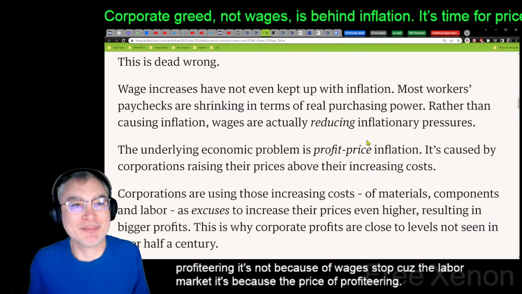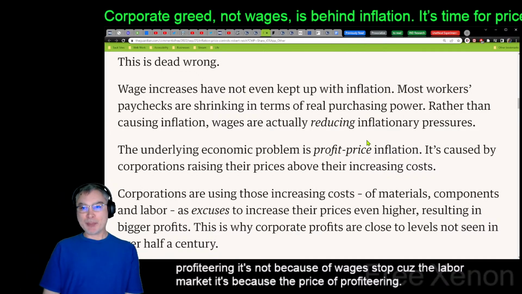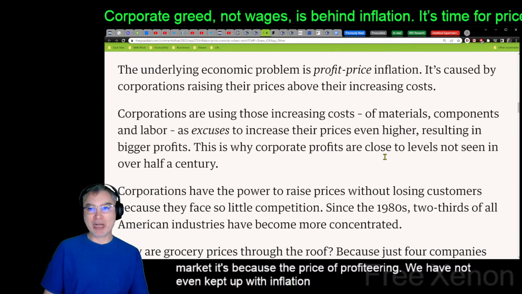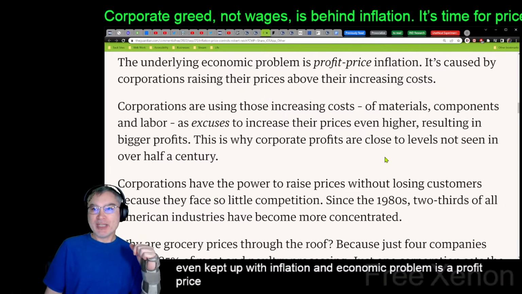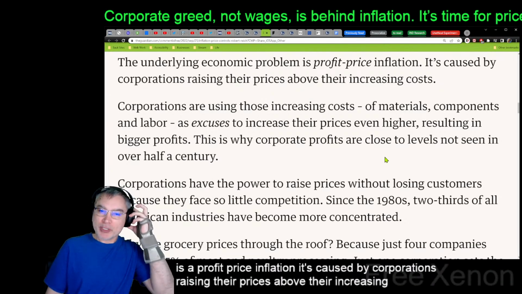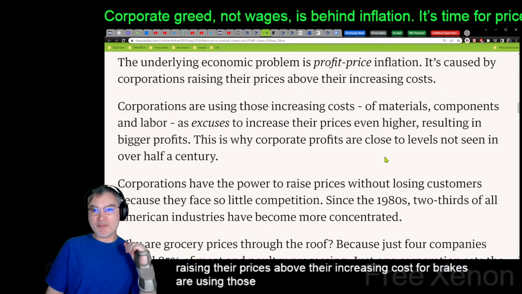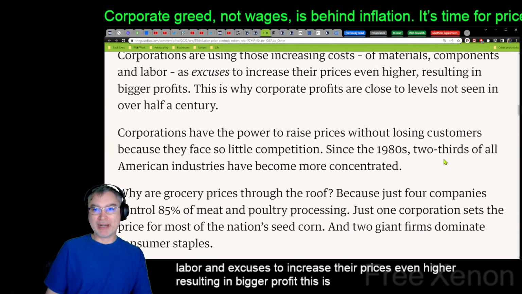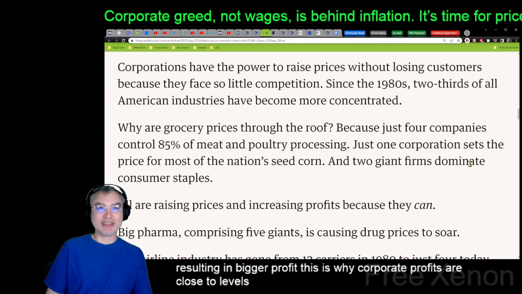Okay, good. Wage increases have not even kept up with inflation. True statement. Most workers' paychecks are shrinking in terms of real purchasing power rather than causing inflation. Wages are actually reducing inflationary pressures. True statement. The underlying economic problem is profit price inflation. It's caused by corporations raising their prices above their increasing costs. Corporations are using those increasing costs of materials, components, and labor as excuses to increase their prices even higher, resulting in bigger profits. And this is why corporate profits are close to levels not seen in over half a century.